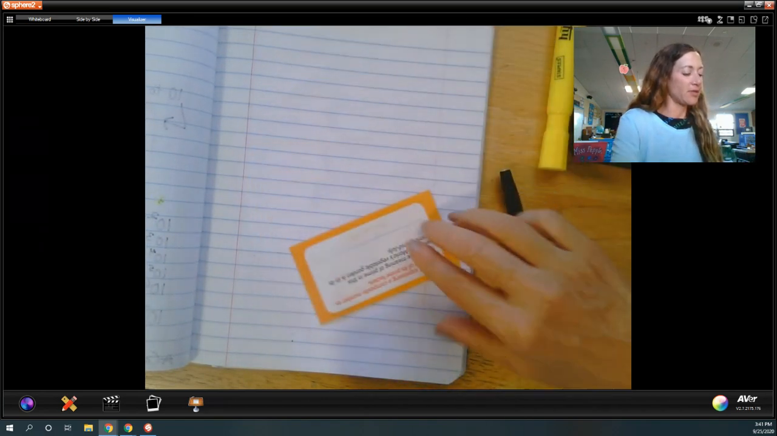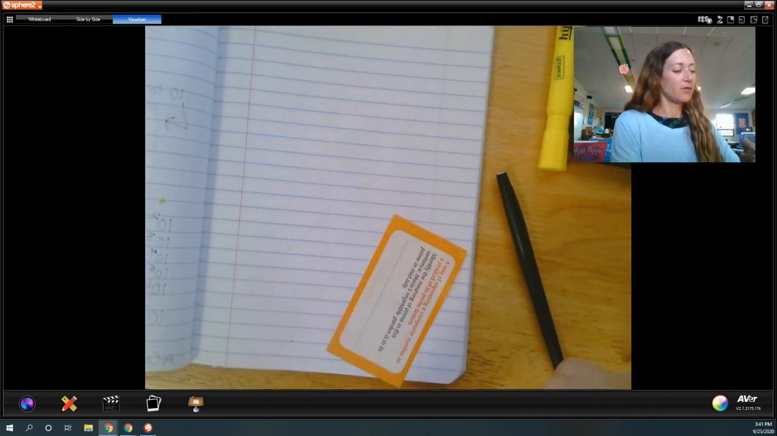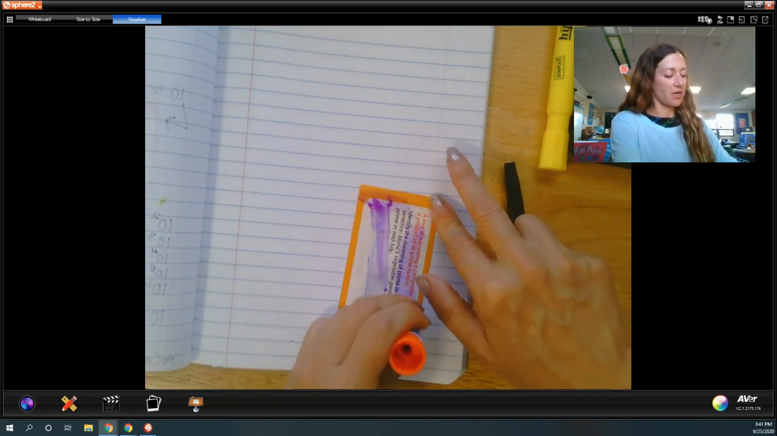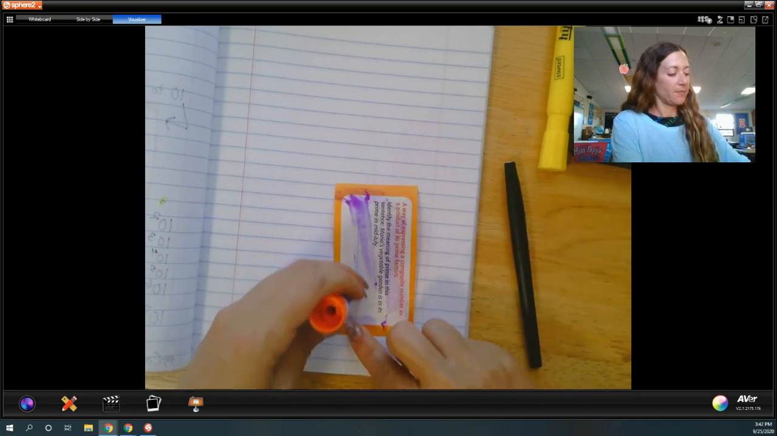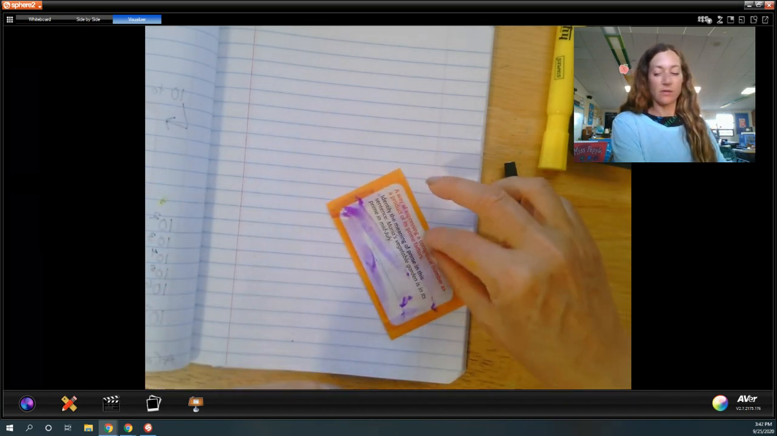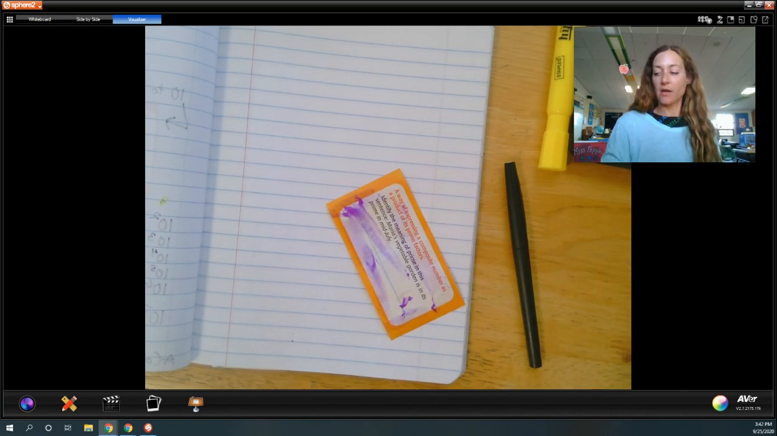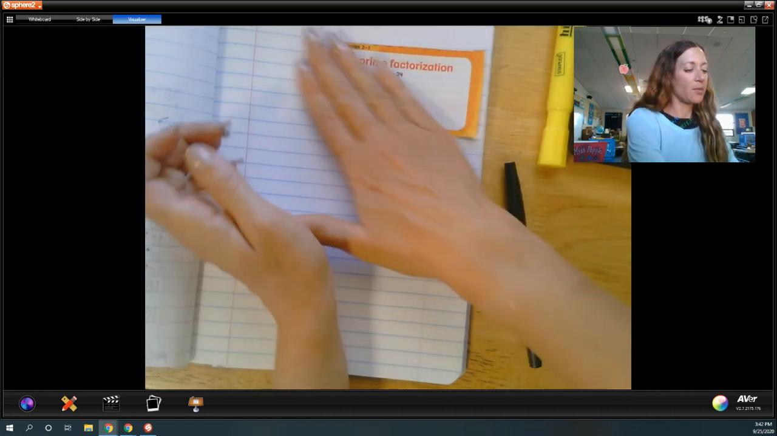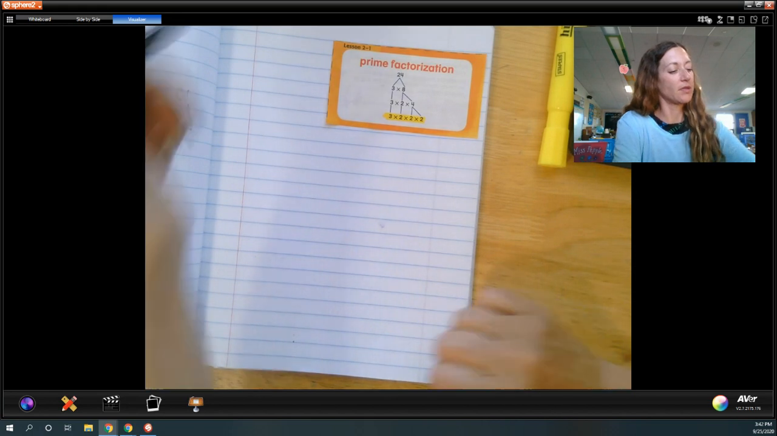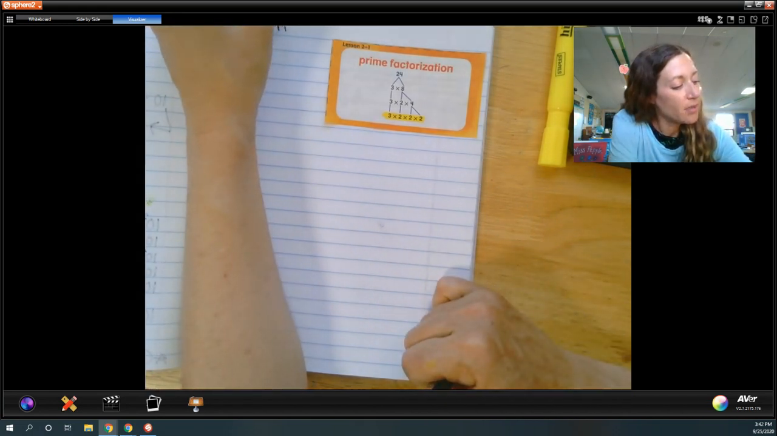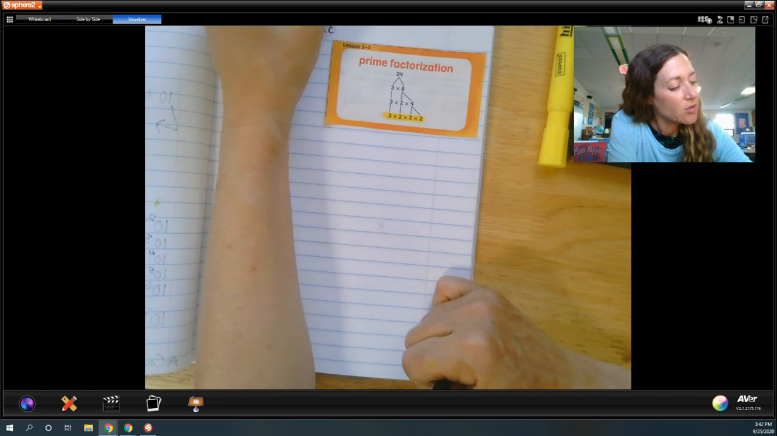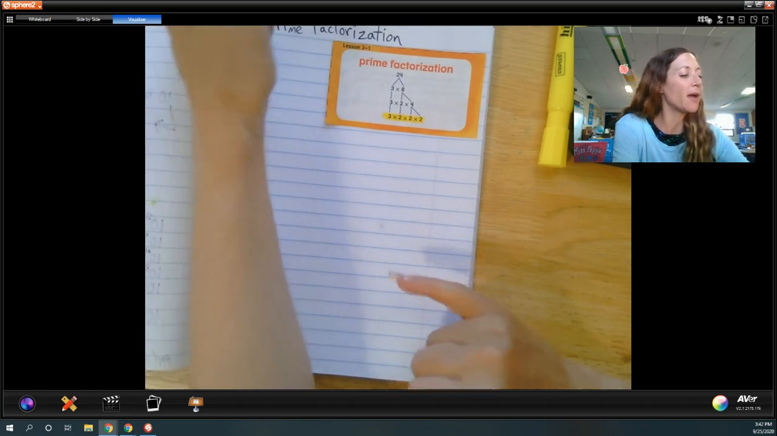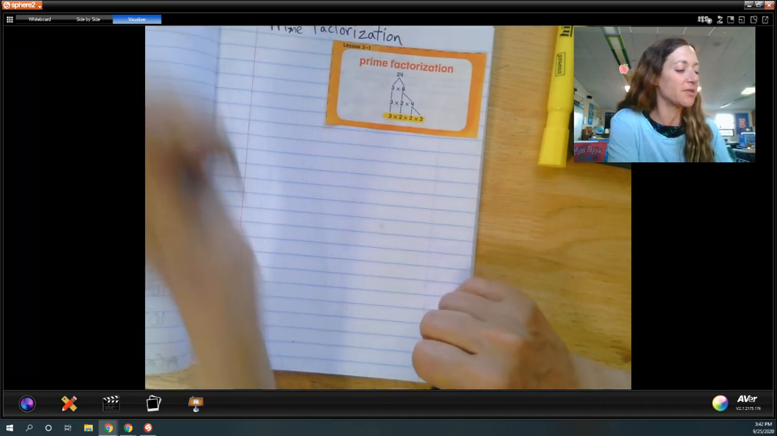I cut out my prime factorization card. I'm using a glue stick. Ooh, I left the cap off for too long. It's starting to dry out. Yikes. Oops. Cover that stick up. And I'm going to put my prime factorization card on top. I'm also going to title my page Prime Factorization.